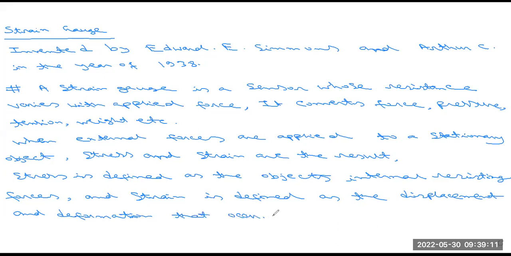So this is the basic idea of what a strain gauge system is. I am repeating once again: this strain gauge is one of the sensors whose resistance varies with the applied force, whatever type of force we apply at the input section, and it changes force, pressure, tension, weight, etc. When external force is applied to a stationary object, stress and strain are the result. These two terms are very important and related to the strain gauge system.